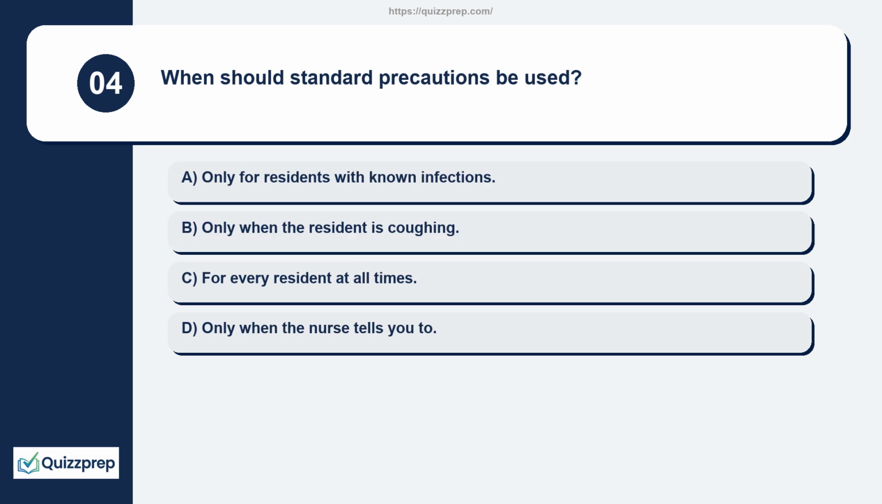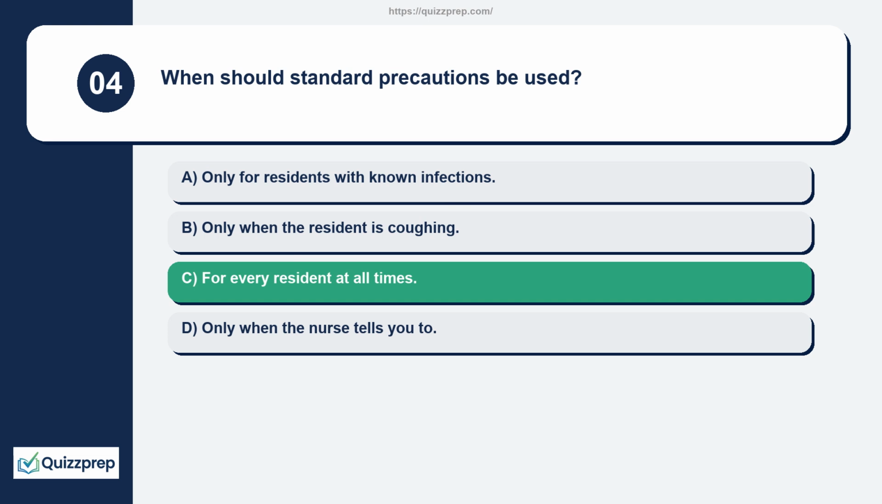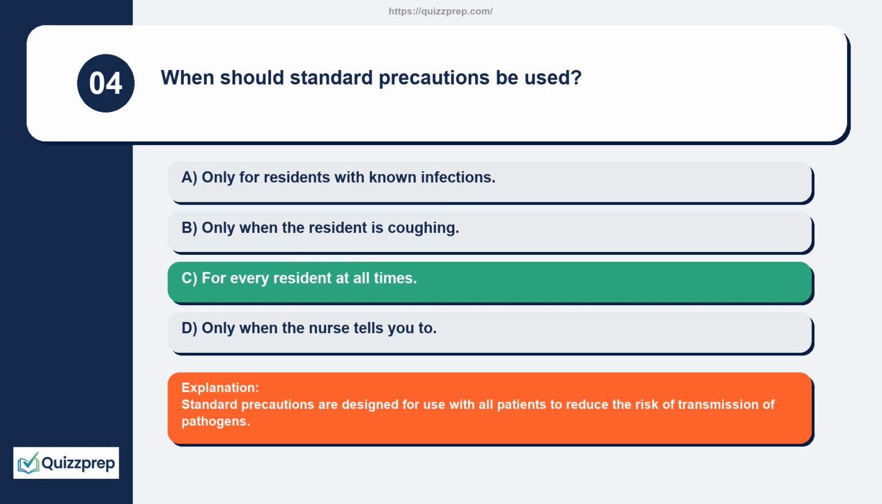Question 4. When should standard precautions be used? Only for residents with known infections. Only when the resident is coughing. For every resident at all times. Only when the nurse tells you to. Standard precautions are designed for use with all patients to reduce the risk of transmission of pathogens.